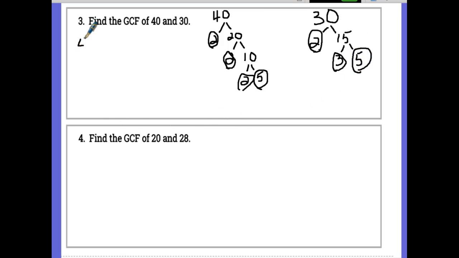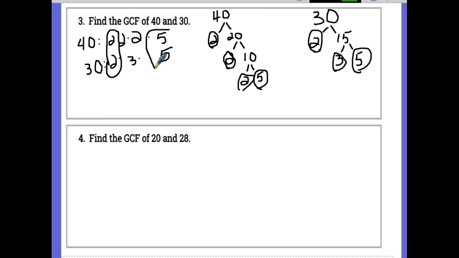Now, I'm going to line up all of my prime factors, and I'm going to look for those prime factors that are shared by both numbers. So 40 is 2 times 2 times 2 times 5. And 30 is 2 times 3 times 5. Well, I can see that they share a 2 and they share a 5.